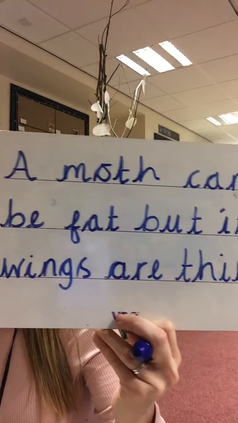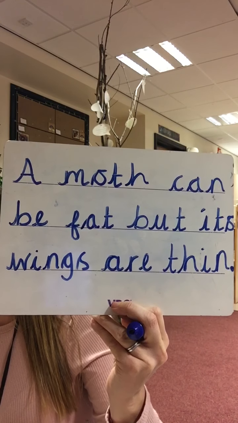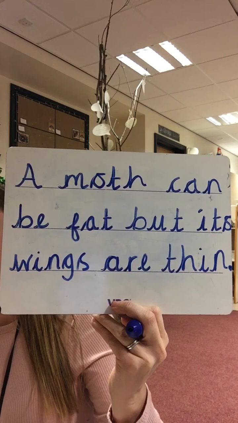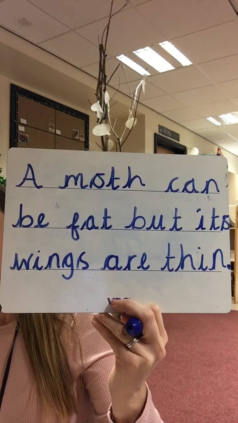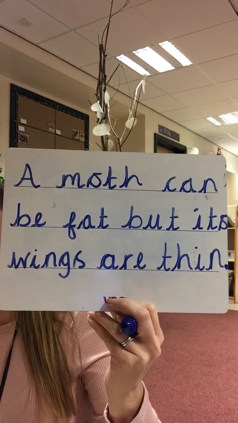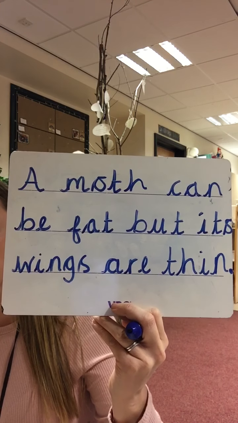I will leave that on there and you can have a read of it. See if you can point out to your adult the tricky words be and are. Can you also show an adult where you can spot the digraph ng?